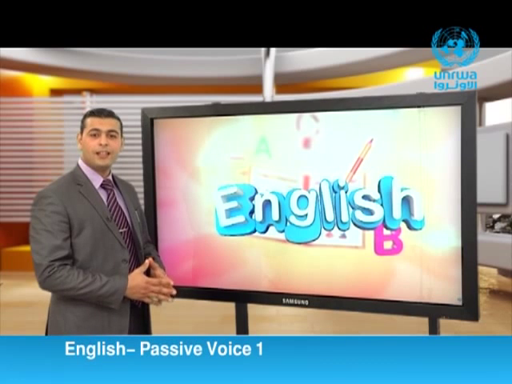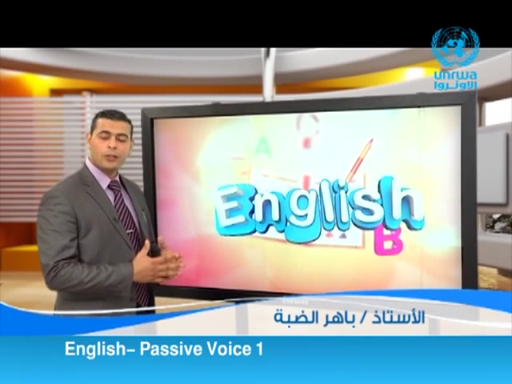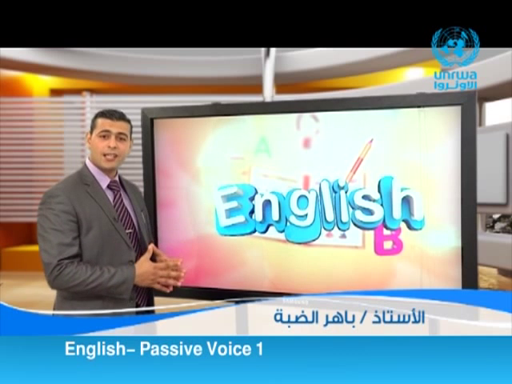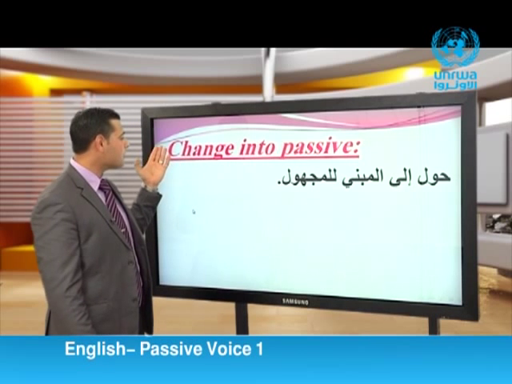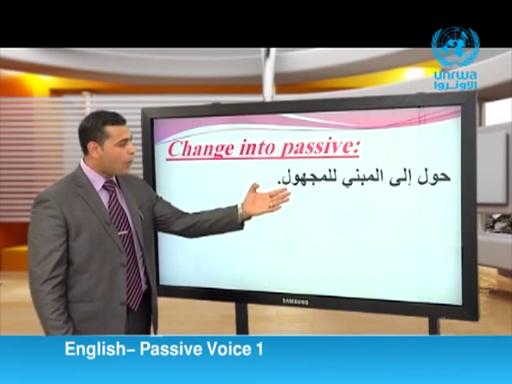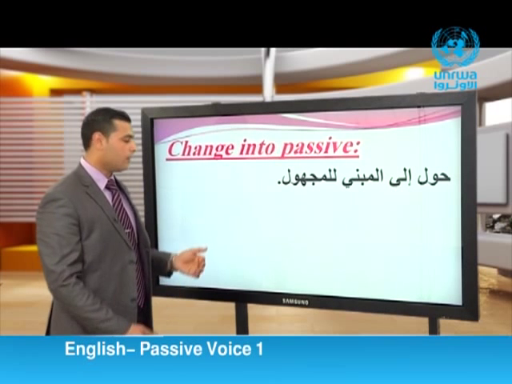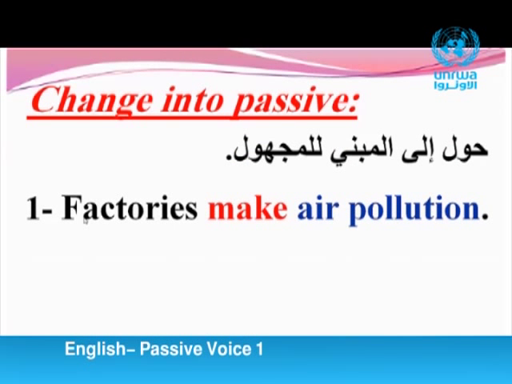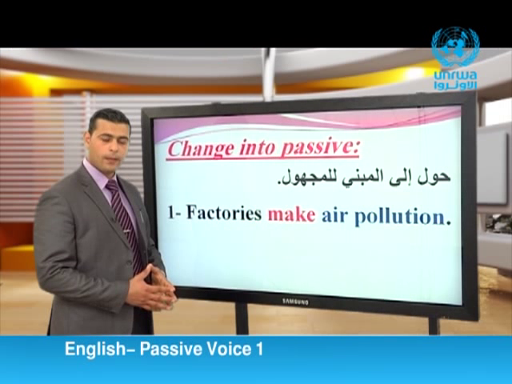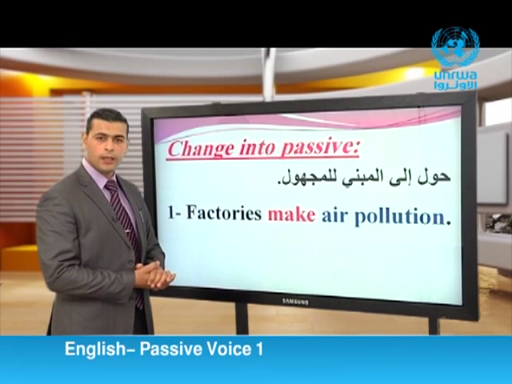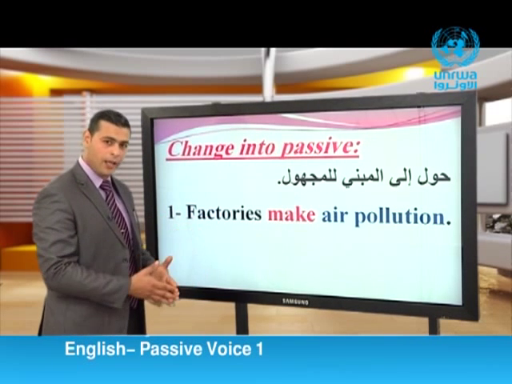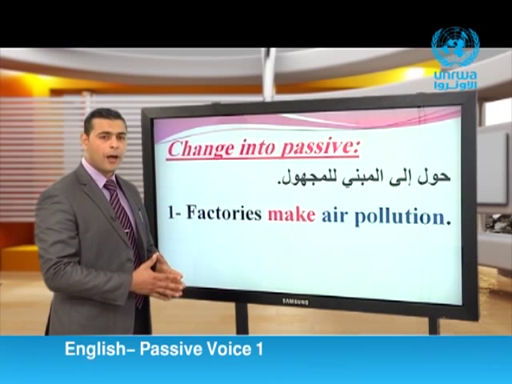Welcome back. Now dear students, let's go together to learn or to practice changing sentences from active to passive voice. Here we have an exercise, change into passive. حول إلى المبني للمجهول. Number 1. Factories make air pollution. Again, factories make air pollution. This is an active sentence. هذه الجملة في المبني للمعلوم، لأن الفاعل هنا معروف وهو المصانع تسبب تلوث الهواء.